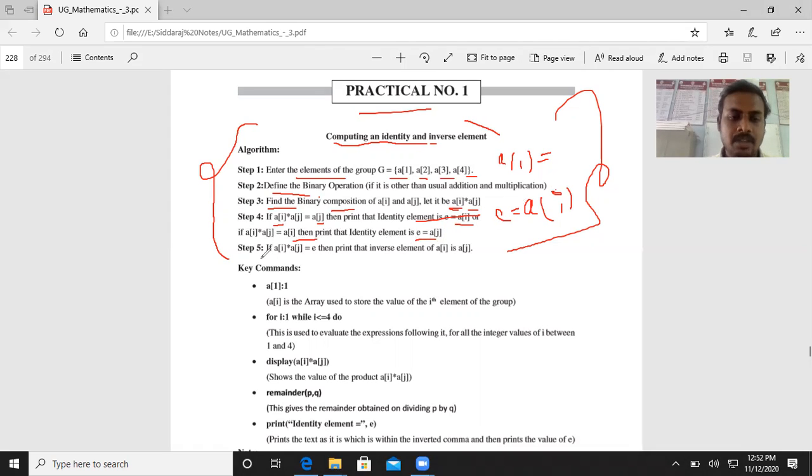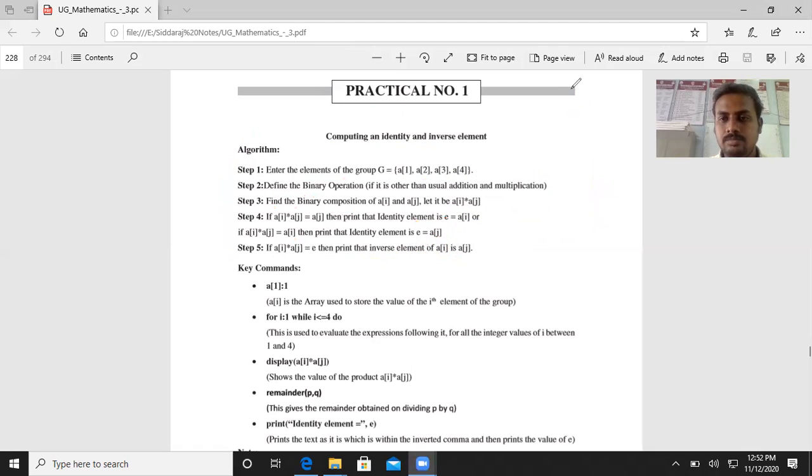In the last step, the final step 5, if ai star aj is equal to e, then we print that the inverse element of ai is aj. Means we print that ai's inverse value is aj. So here the algorithm has been finished.